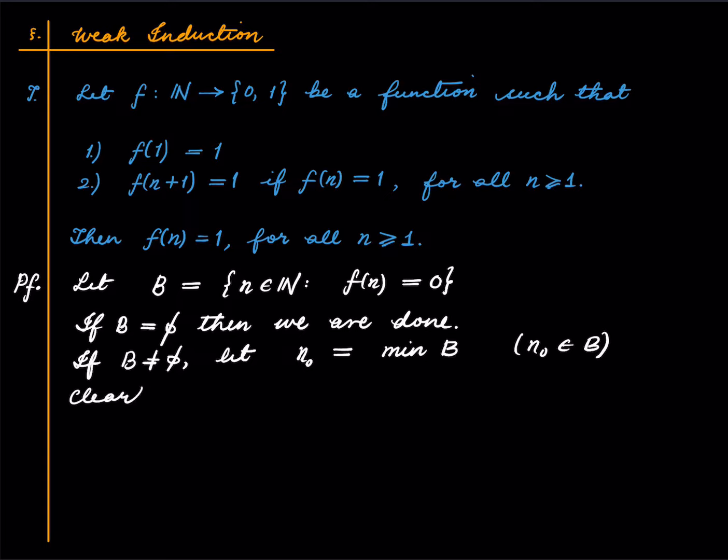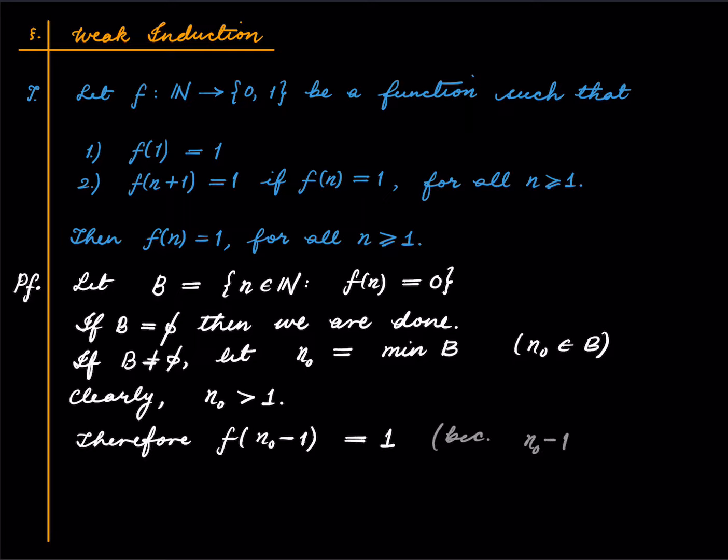Clearly, n naught is greater than 1. Why? Because n naught lies in B, and 1 is not in B, because f of 1 is 1. 1 is not a bad natural number. So n naught is greater than 1. Therefore, f of n naught minus 1 equals 1, because n naught minus 1 is a natural number, since n naught is greater than 1, and it is not bad, because n naught is the smallest bad natural number.